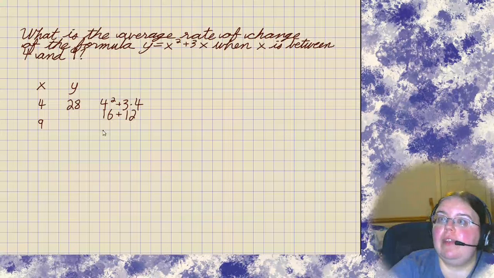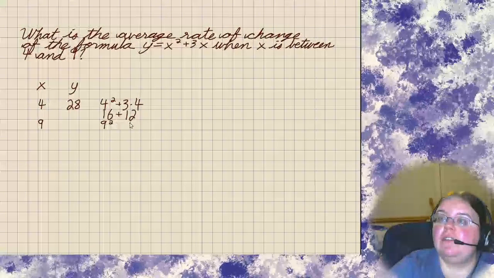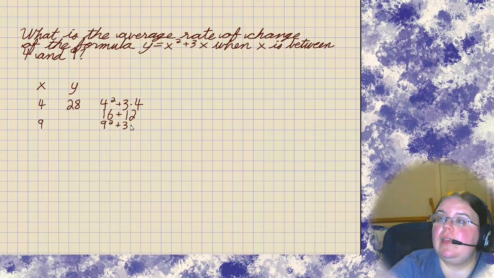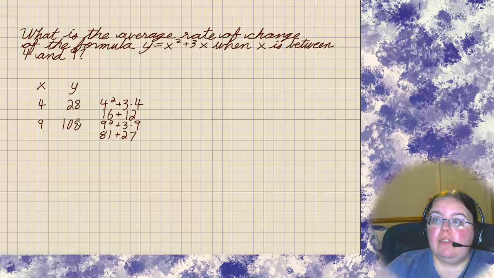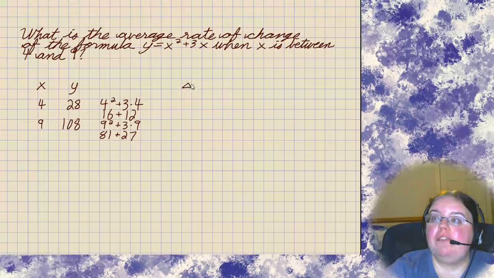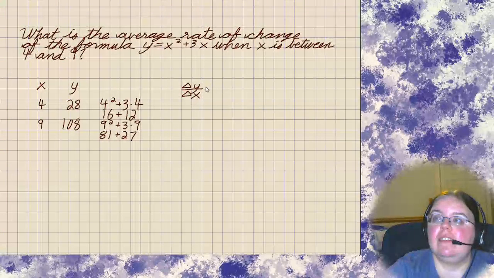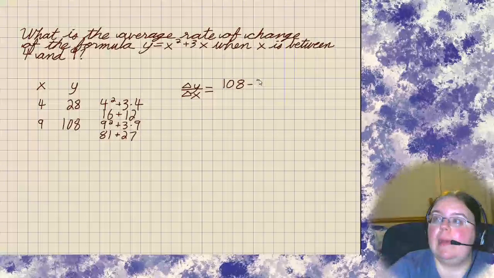I'll do the same thing for 9. So I'll have 9 squared plus 3 times 9. So I'll have 81 plus 27. So that will be 108. So remember, I'm going to use the slope formula. So I'll have my change in y getting divided by my change in x. So to find my change in y, I'll need to subtract, 108 minus 28.